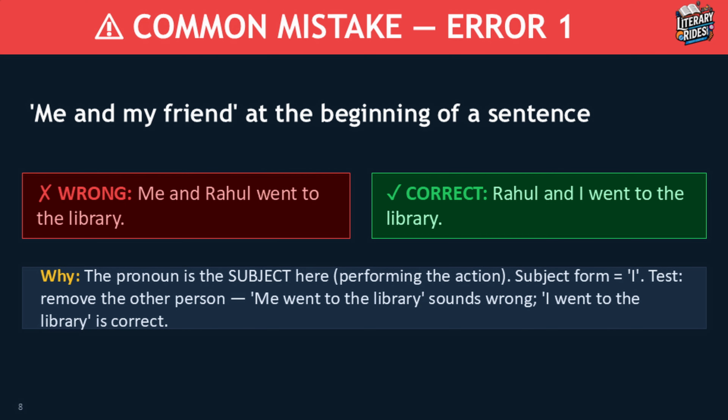Now let me address the errors I most frequently encounter, and these occur across all proficiency levels, from school students to research scholars. Error number 1, me and my friend at the beginning of a sentence. This is perhaps the most widespread error in Indian English. Incorrect one is, me and Rahul went to the library. Correct one is, Rahul and I went to the library. Why? Because the pronoun is the subject here. It is performing the action of going. The subject form is I, not me.